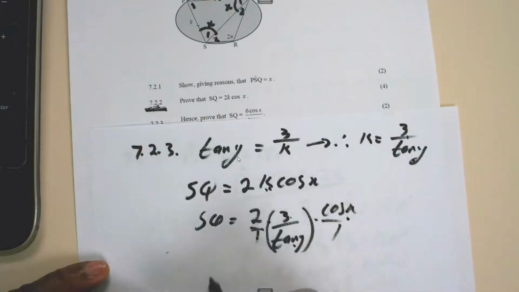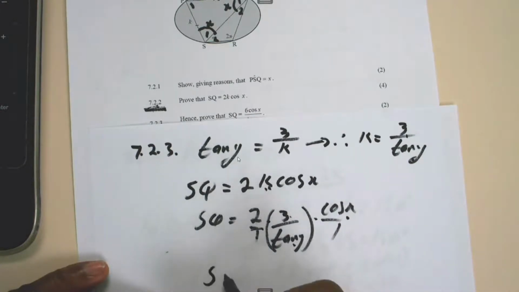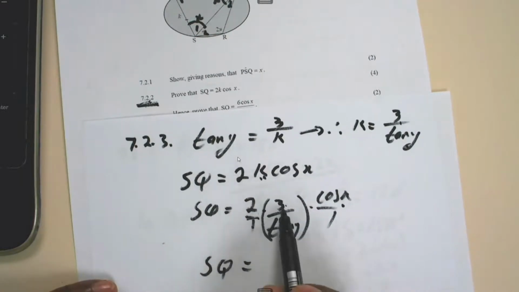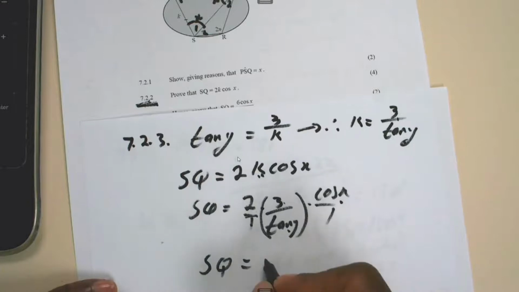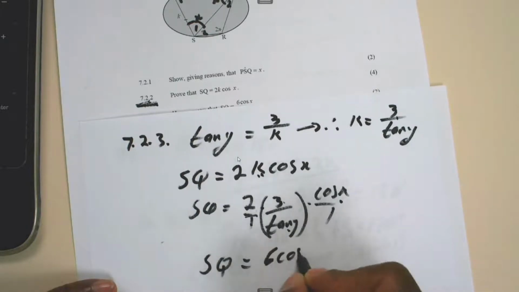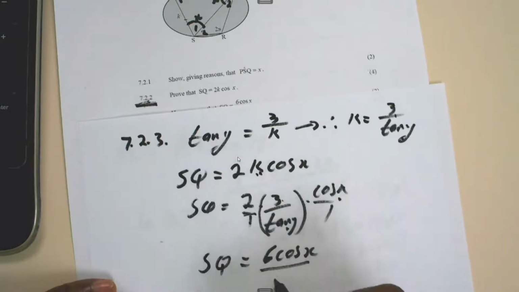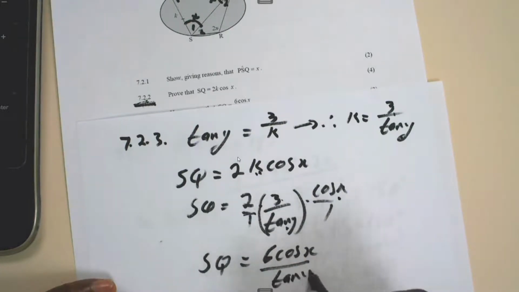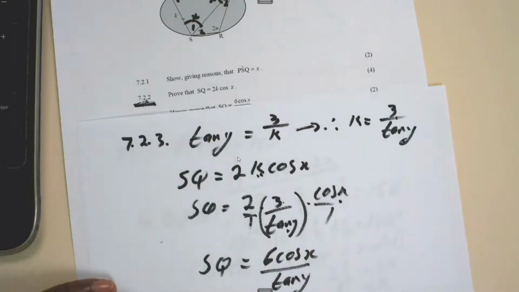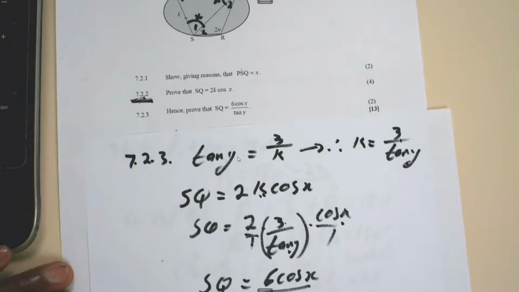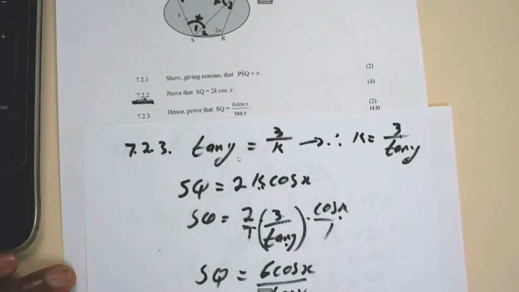And if you simplify it further, SQ will then be equal to 2 multiplied by 3 multiplied by the cos. It's going to give you 6 cosine of x, all over 1 multiplied by the tangent of y multiplied by 1, which will then give you the tangent of y. And this is exactly what was expected from us. This is exactly what we are required to prove.